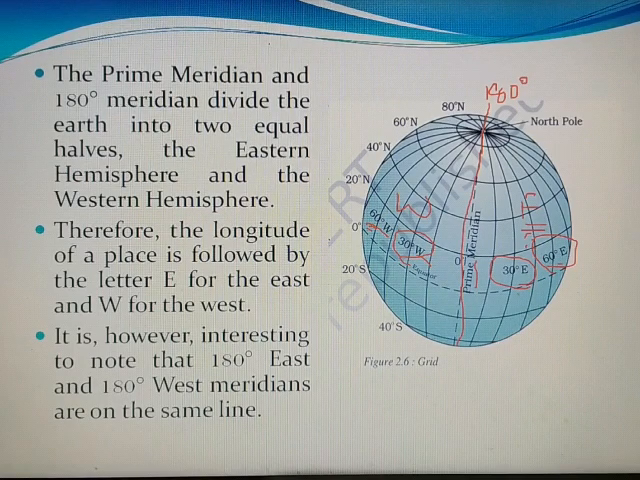It is, however, interesting to note that the 180 degree east and 180 degree west meridians are on the same line. Okay, so the 180 degree east and the 180 degree west are going to be on one single line. Okay, that is the 180 degree.